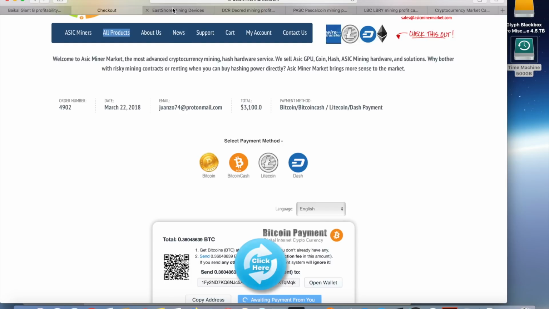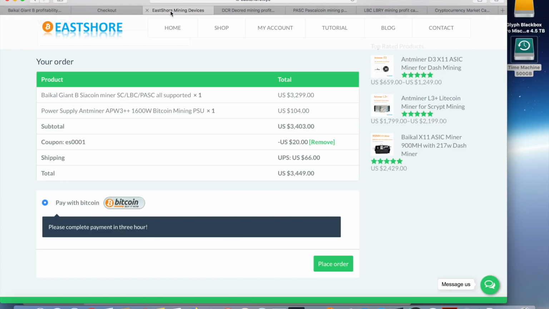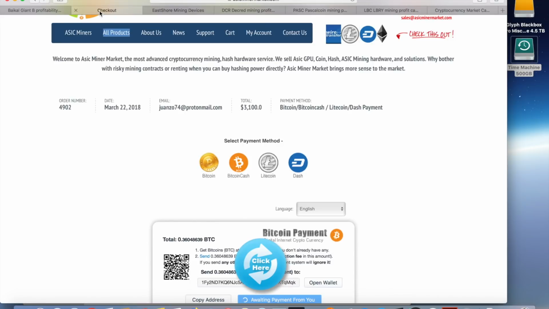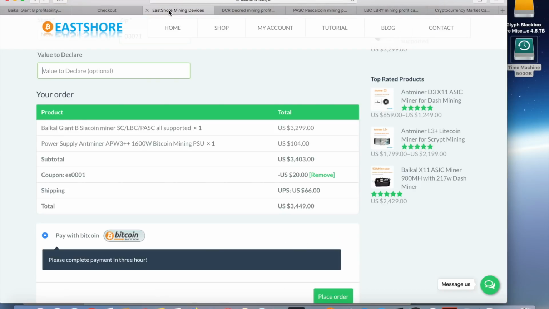According to East Shore, stay with me, follow me here, they recommend the Antminer APW3++ as a sufficient power supply for this unit. Now, I checked it out, and the APW3++ comes with 10 plugs, those 10 pins. The Giant B only needs 6. So you're not going to use all of them. You're going to have like 4 spare, just so you're aware, because there's only 6 plugs in the back of the unit.